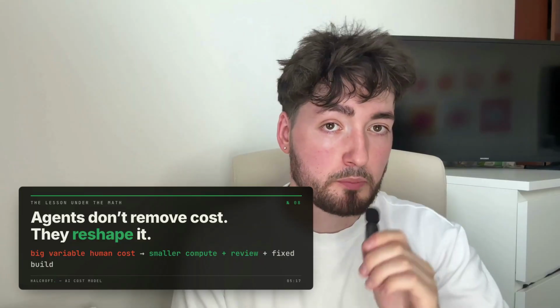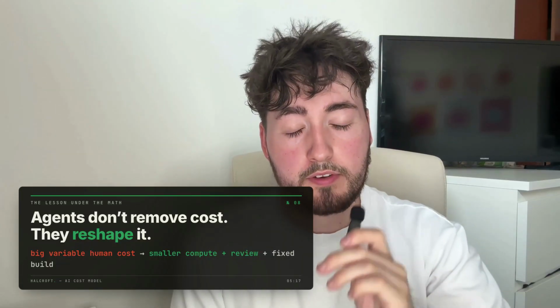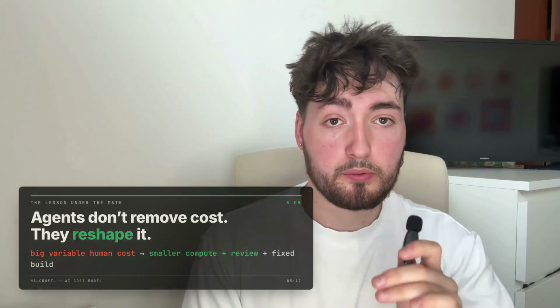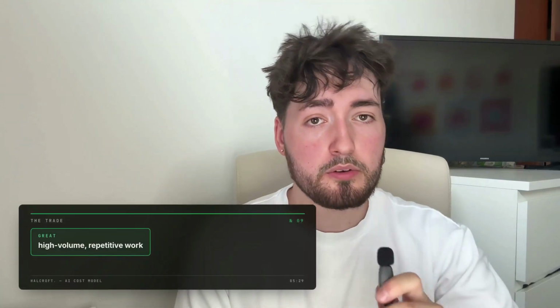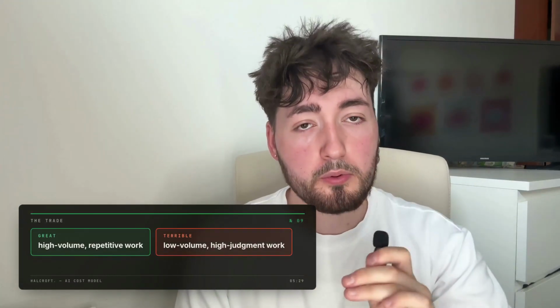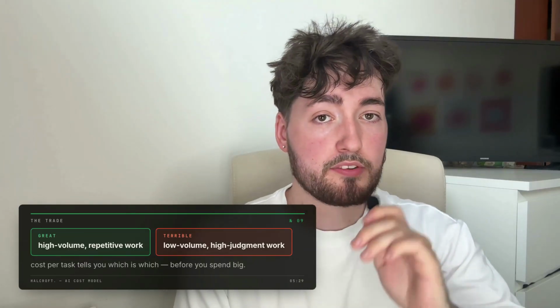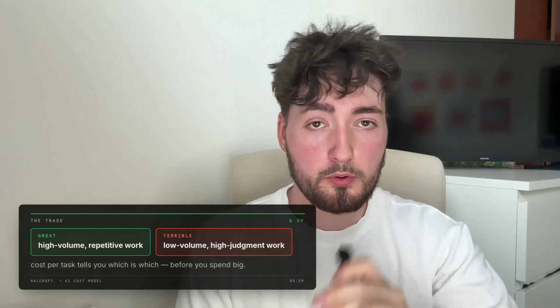The lesson under the math: agents don't replace cost, they reshape it. You're trading a big variable human review cost for a smaller variable compute plus review cost, and at a fixed build cost. That trade is great for repetitive work and terrible for low volume, high judgment work. Cost per task is a tool that tells you which is which before you spend big.